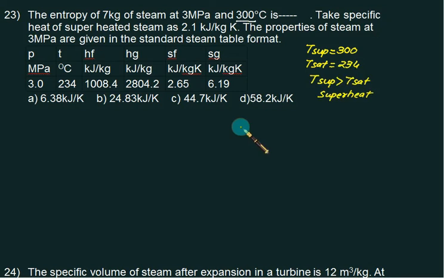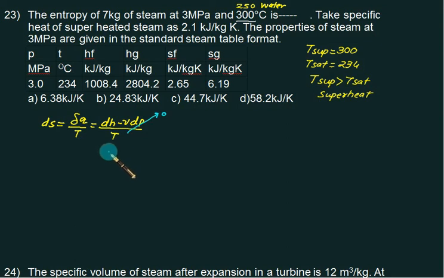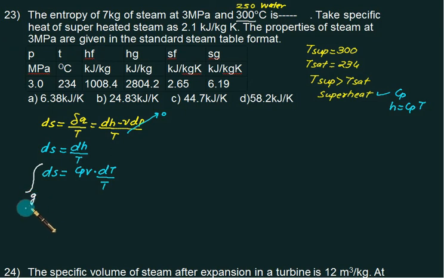So you have to use the formula for superheated steam. Recall that we have ds equals to del q by T, which is same as dh minus vdp divided by T. Now in this case your dp will be 0 because it's a constant pressure process from saturated to superheated. So we have ds equals to dh divided by T. Now since superheated, we can very well write Cp as equal to constant value, and therefore we can write dh equal to Cp multiplied by dT. So we have ds equal to Cp multiplied by dT by T, and you have to take the specific heat of superheat vapor, integrating this from g to sup.